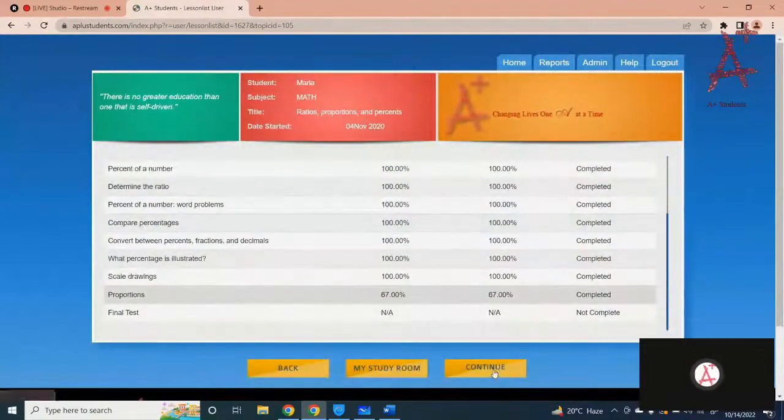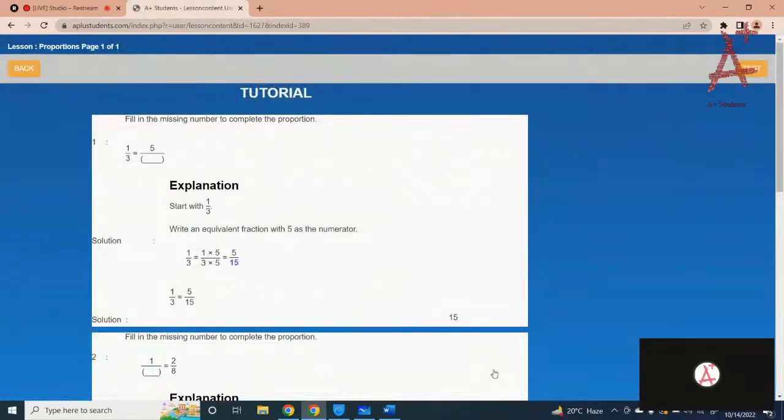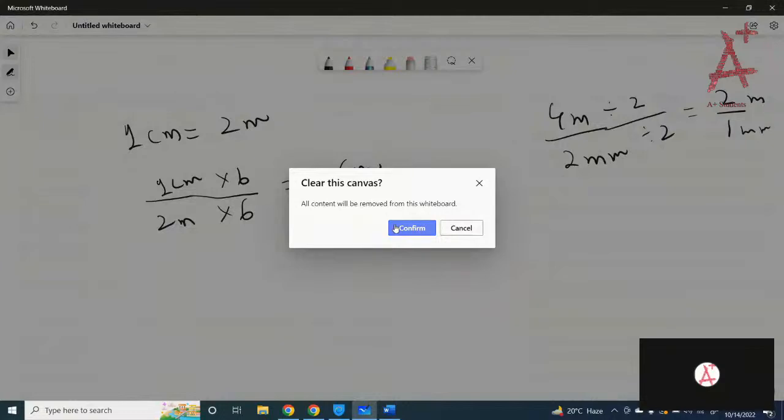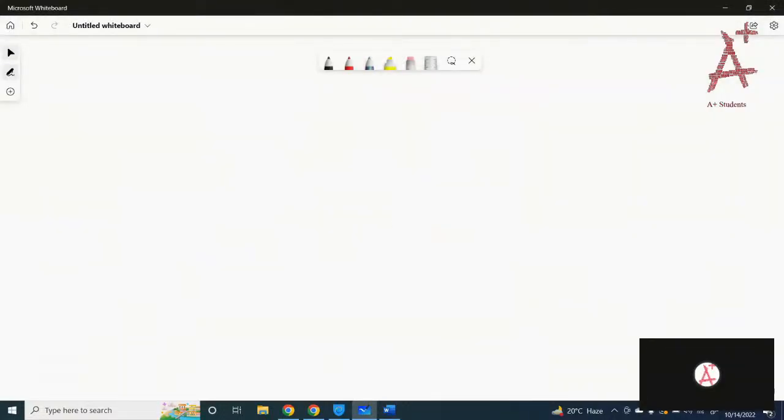Okay, let's start with proportions. Let's start with examples. Find the missing number to complete the proportion.